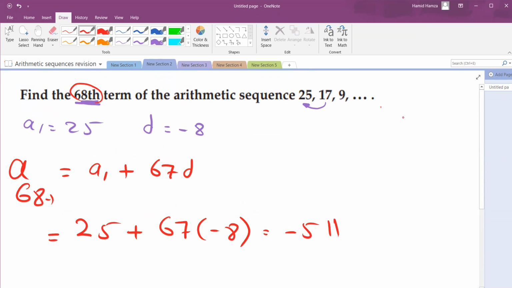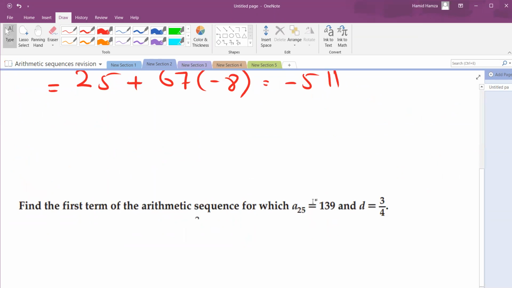So guys, if I ask you to write A20, for example, A20 equals A1 plus 19D. A31, for example, it will be A1, subtract 1 from this, plus 30D, and so on like this, guys. So no need to form the nth term. We will substitute in this form directly.